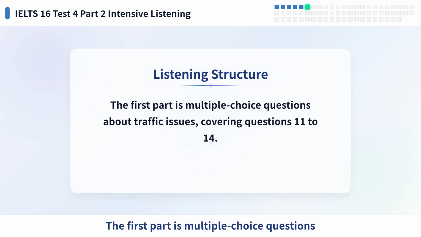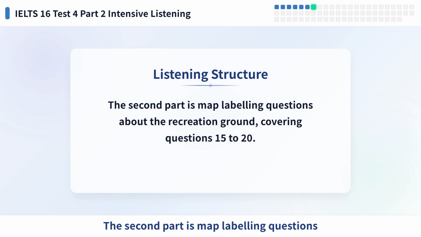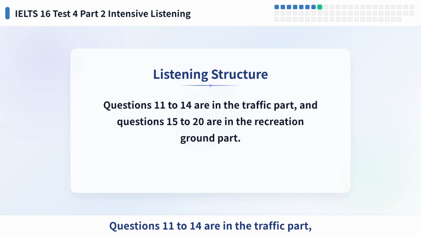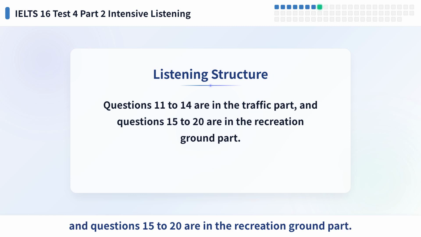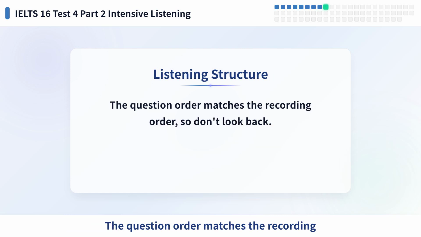The first part is multiple-choice questions about traffic issues, covering questions 11 to 14. The second part is map labeling questions about the recreation ground, covering questions 15 to 20. Questions 11 to 14 are in the traffic part, and questions 15 to 20 are in the recreation ground part. The question order matches the recording order, so don't look back.